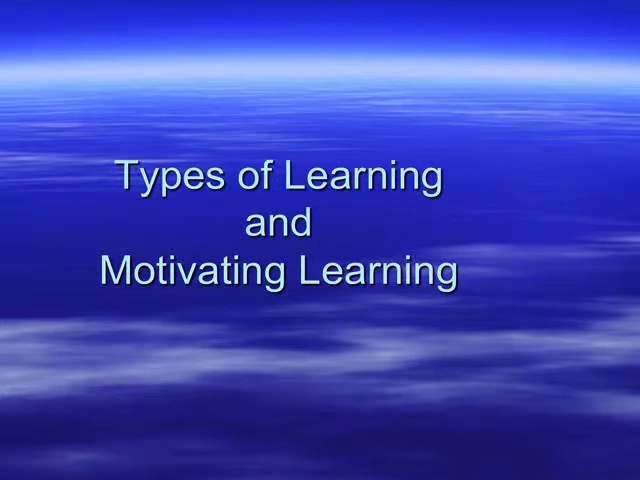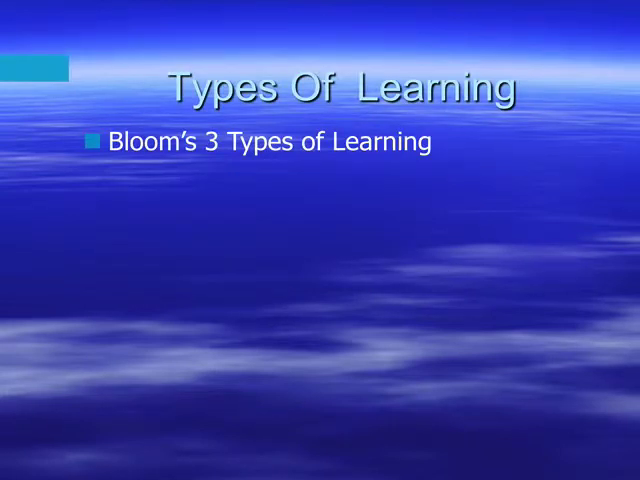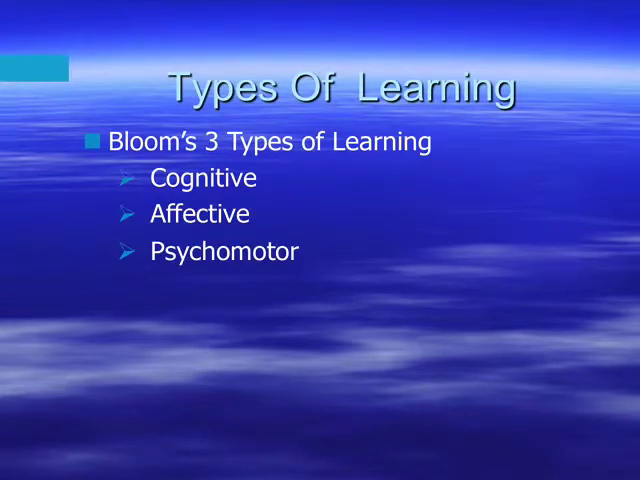In this video we will discuss the different types of learning and the ARCS model for learning motivation. Benjamin Bloom identified 3 different types of learning, and they are cognitive, which includes mental skills, problem solving and knowledge; affective, changes in feelings or emotional responses, also known as attitude; psychomotor, which covers manual or physical skills.